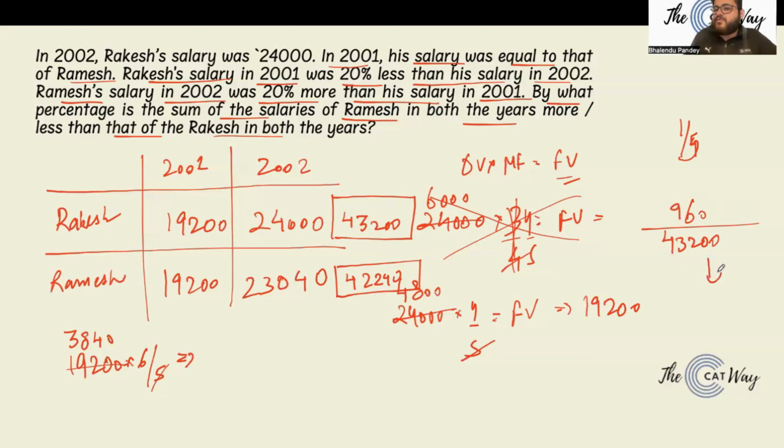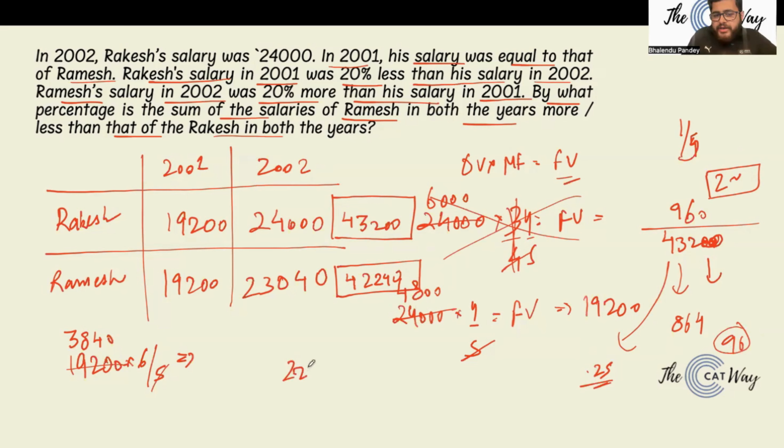So in percentage terms, what will it be? Roughly, see, 10% is 4,320 and 1% is 432. 432 multiplied by 2 is 864. So my answer is going to be somewhere around 2%, right? After 864, we are still left with 96 points. Now 96 out of 432 will be somewhere close to 0.25%, 1 by 4, right? So my answer is going to be somewhere around 2.25%.